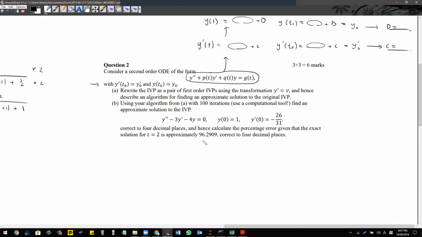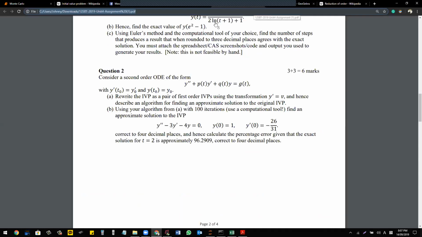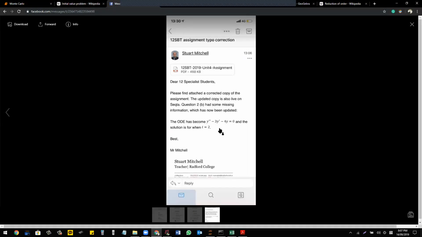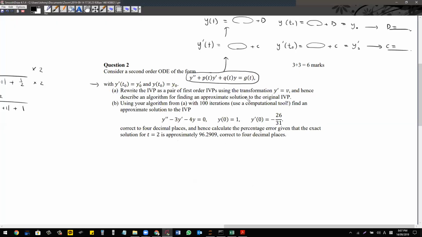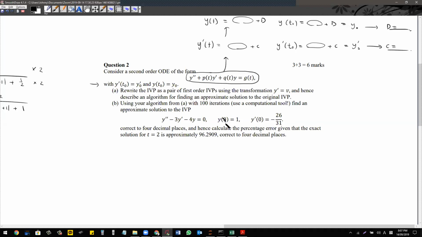All right, back to this one here. Do you guys know how to do A here? What did your teacher say for that question? Your teacher mentioned something, right? I think he just changed the equation. That's for 2B though. 2A is unaffected. He made the question into y double dash minus 3y minus 4y. Yeah, so this is the updated version, and the solution is for when t equals 2.